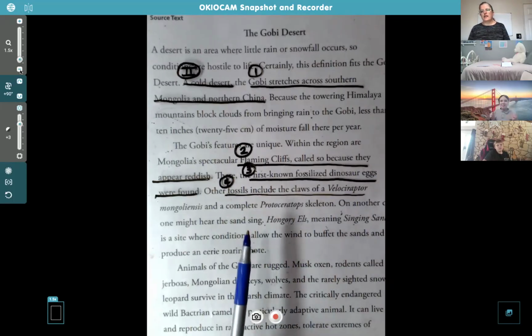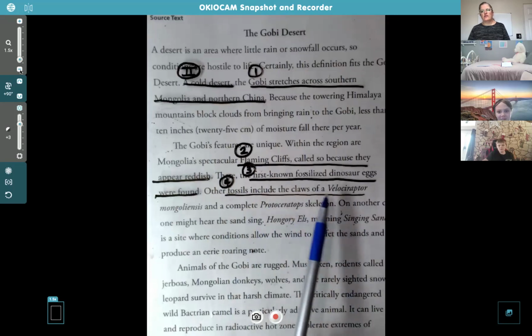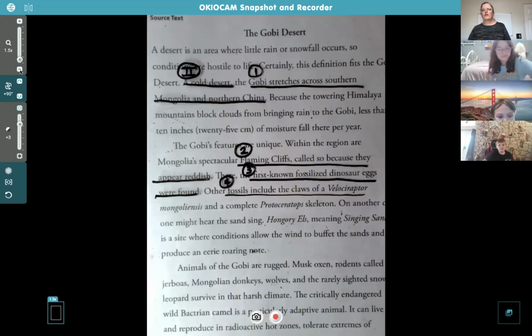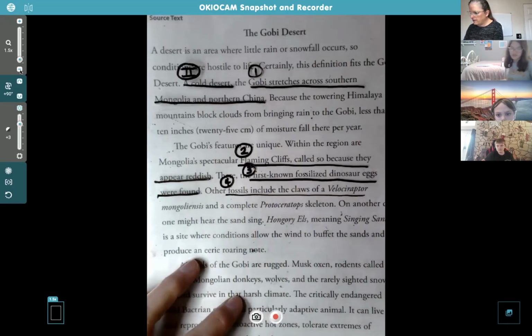Trevor, what do you think? Are you going to keep this fact about the claws of the velociraptor, or do you want to add something different right there for number 4? I'm going to keep it. Okay. All right, Sydney, she's back. What do you think we should do for that?